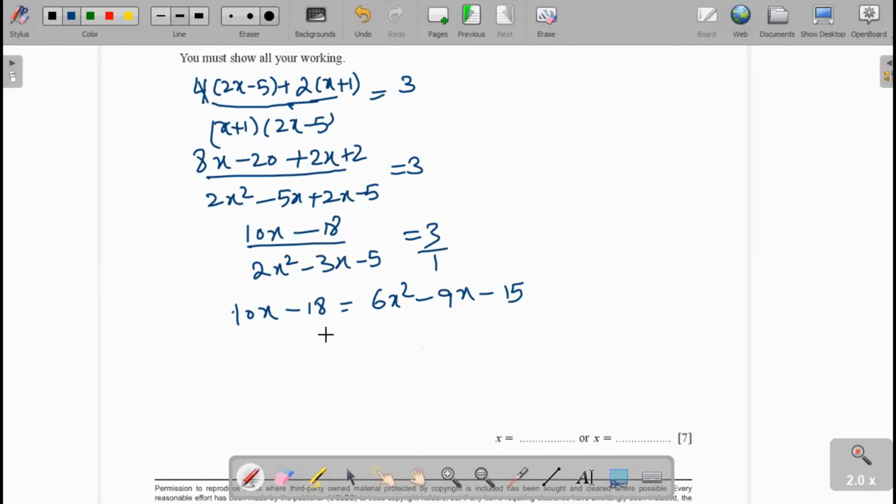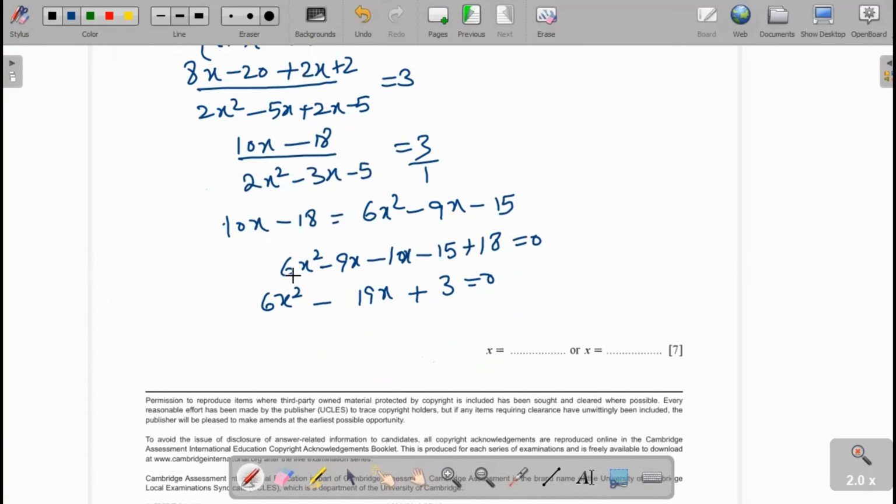Now that value becomes 6x squared minus 9x minus 10x minus 15 plus 18, that's equal to 0. That value becomes 6x squared minus 19x plus 3 equal to 0. Now we factorize this equation. We multiply 6 times 3 is 18. The factors will be 18 and 1. When we add these two numbers, we get 19, and when we multiply 18 by 1, we get 18.